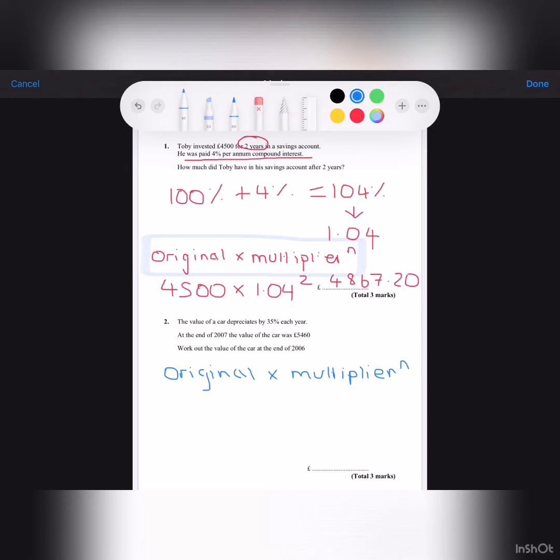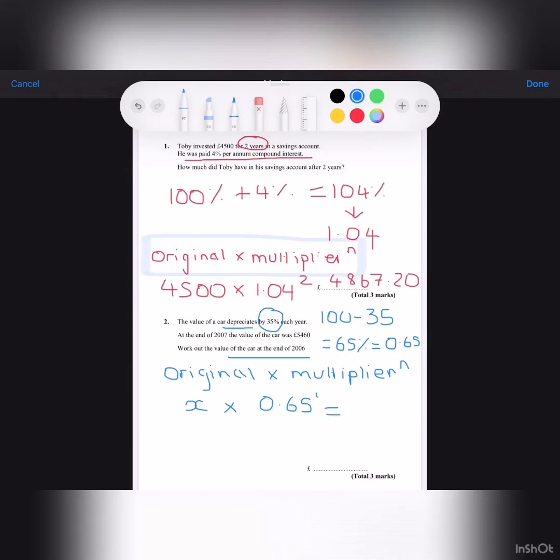This one's a bit trickier, so I've already written the formula just to save a bit of time. So the car depreciates at a value of 35% a year. Therefore, we do not know the original because that is our unknown. So our original times our multiplier. To get our multiplier, we need to do our original percentage, and remember it's minus because it's depreciating. So we take off 35, which gives us 65%. Therefore, as a decimal, it's 0.65. So that's what our multiplier is. And our n is only 1 because it's only 1 year.